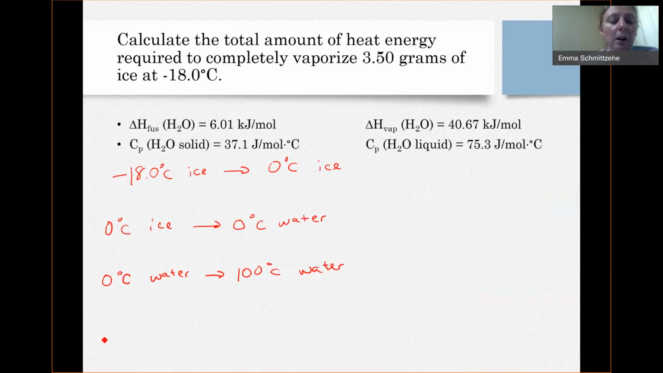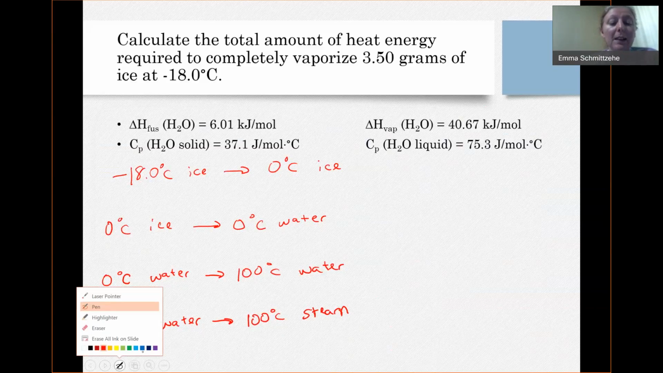And once we have 100 degrees C water, then we add more heat and we get 100 degrees C steam, or gaseous water, if you want to say it that way. And that's what we want. We wanted to completely vaporize it. It doesn't say anything about raising the temperature anymore, so we'll stop at 100. And so really here we've got 4 steps. For those, you've got to calculate the temperature changes using heat capacities and the phase changes using enthalpies.